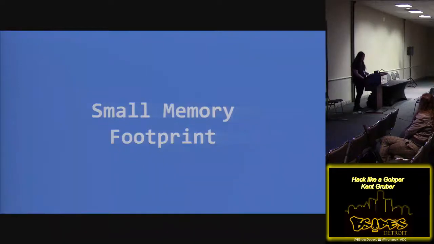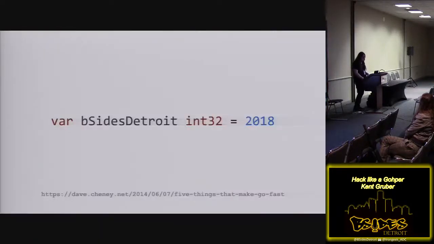Basically, it has a small memory footprint. Oh, and that's where that slide went. If in Go I create a variable, I can specify exactly how big I want it. This is going to be an int32, which is 32 bits, which is 4 bytes. So I can store this 2018 BSides Detroit variable really nicely, and I can specify exactly how big it's going to be.